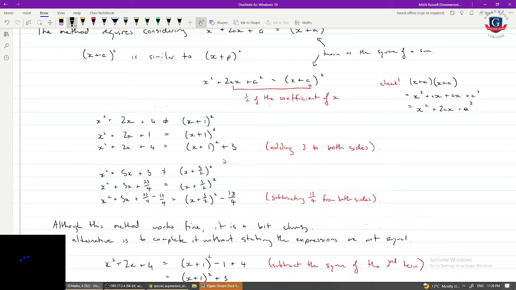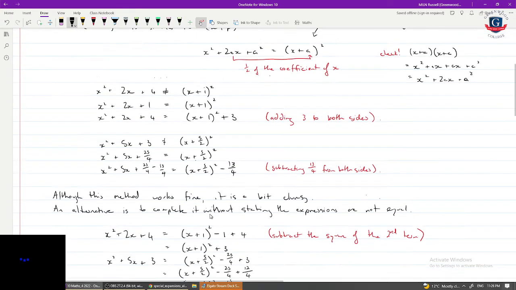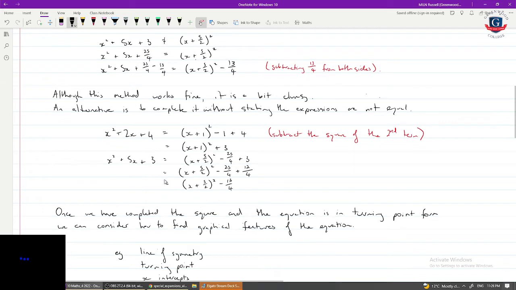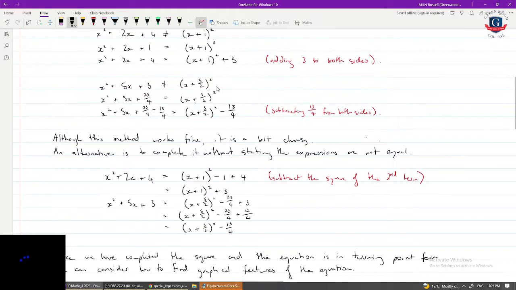Now, the only problem with this method is it looks a bit clumsy because we've got this not equals sign at the top here. So if we want to get rid of that, we can modify our approach slightly and do it in one step. So similarly, we have x squared plus 2x, we have (x + 1) as per before, where this term here is half of this term. Now, we know we're going to end up with x squared plus 2x plus 1. So if we subtract that 1 off, we'll end up with x squared plus 2x, and then all we have to do is add 4 again. So negative 1 plus 4 will give us plus 3, just like we did up here.